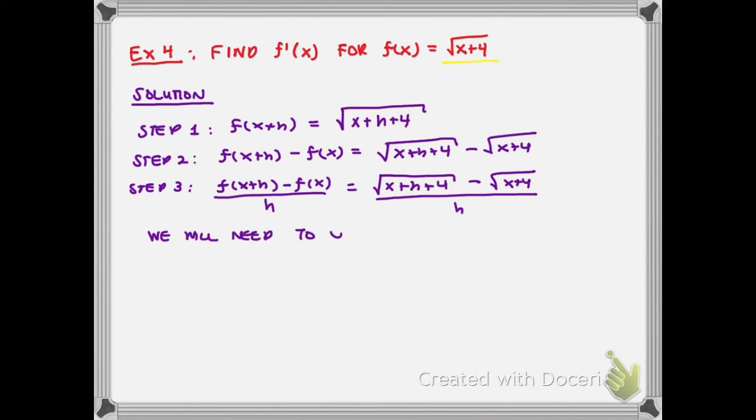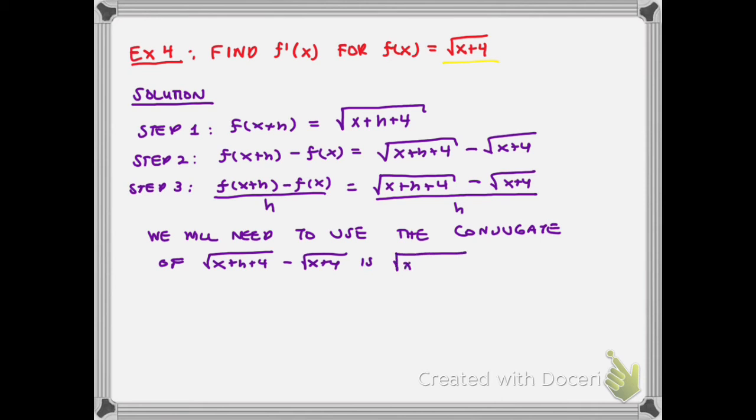So whenever you have roots, and you may remember something known as the conjugate, we will need to use it. I know a lot of you are like, oh yeah, I think I remember that. I hope you do. And the conjugate of the square root of x plus h plus 4 minus the square root of x plus 4 is the square root of x plus h plus 4 plus the square root of x plus 4.